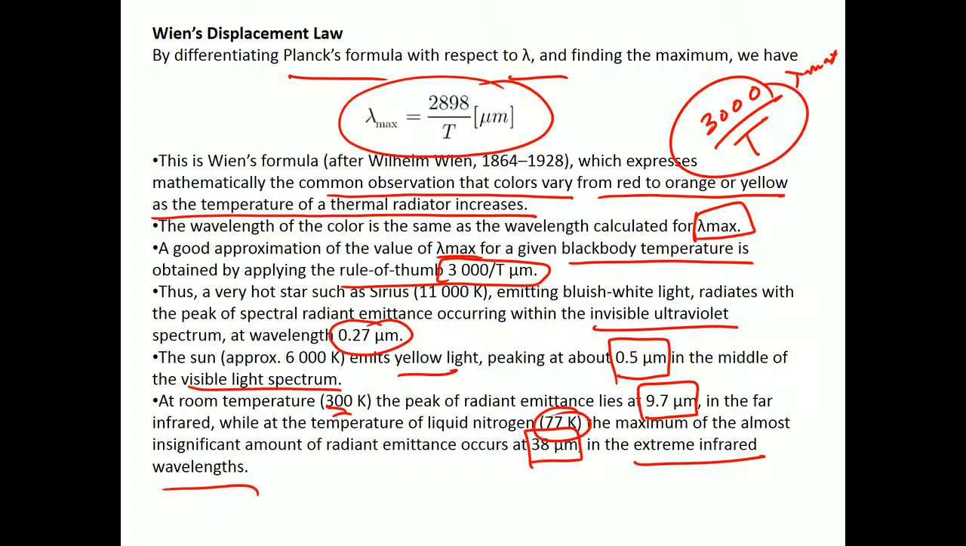So, these are some interesting stats: whenever the temperature changes, your peak wavelength changes, and you can see that at room temperature it is 9.7. Nitrogen is in the extreme infrared region, whereas the Sun is in the middle of the visible, and a star like Sirius peaks at about 0.27, which is in the ultraviolet. So, these are some of the stats that we give.